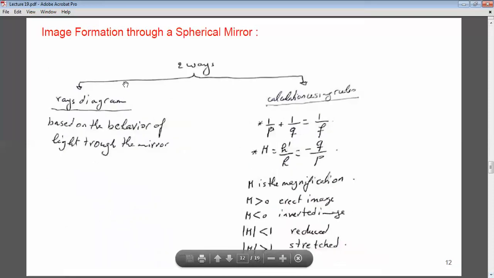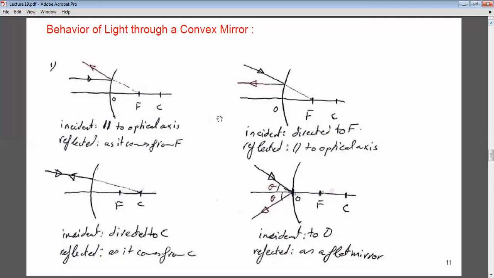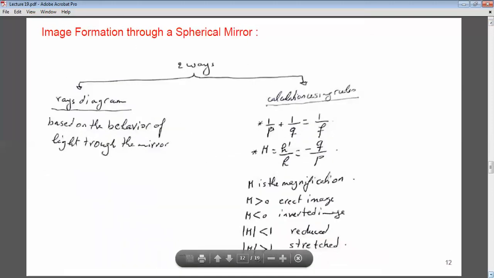Okay. Now, the image formation. So far we are just dealing with rays. Now, if we have an object, how will the image be formed based on these cases? There are two ways to find how the image will be formed. Either we use rays, that is, we use geometry, based on the light rays, or we use calculations, and this is the rule: 1 over P plus 1 over Q is equal to 1 over F, where P is where the object is, and Q is where the image will be.